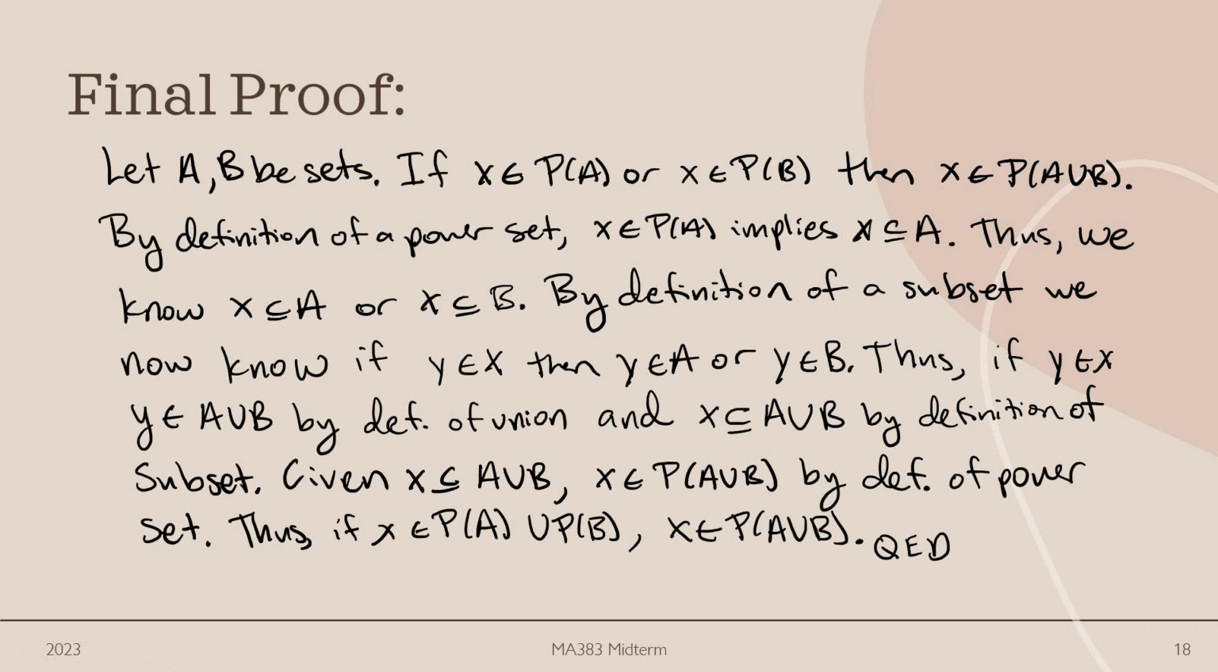Now, we have our given rewritten. So now our given states that X is a subset of A union B. And thus, we know that X must be an element of the power set of A union B by the definition of a power set. Now we have shown what we are trying to prove. We have shown that if X is an element of the power set of A union the power set of B, then X must be an element of the power set of A union B.